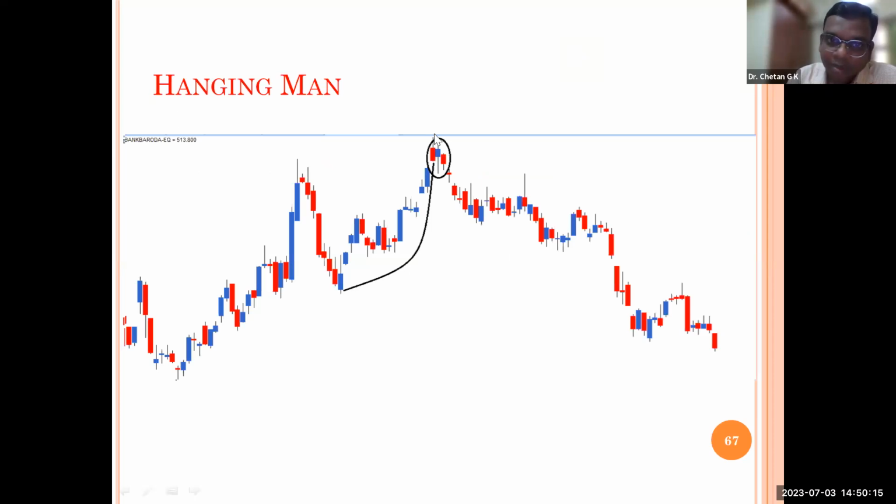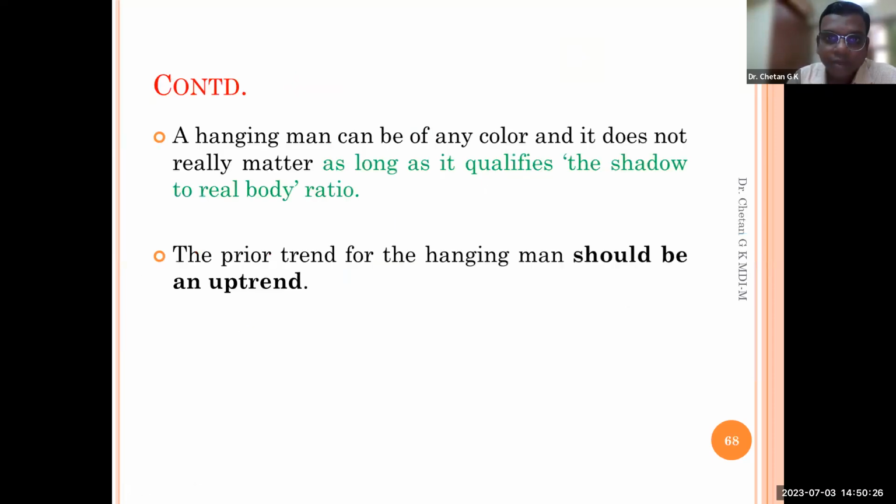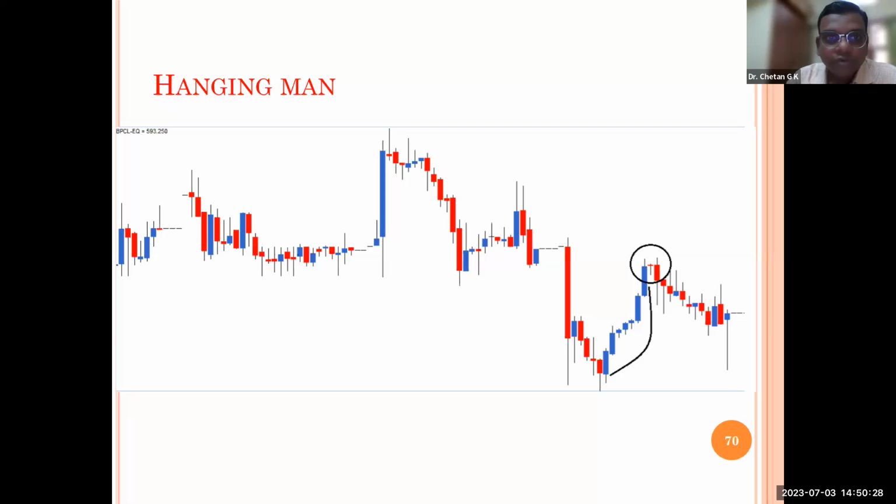Supposing the same hammer appears somewhere in between, maybe when the market is sideways, then that is not really going to be called a hanging man. So you should not be trading based on it. Okay, so you can see one more hanging man. There's an uptrend, and then a hanging man, and you can see the markets have collapsed.